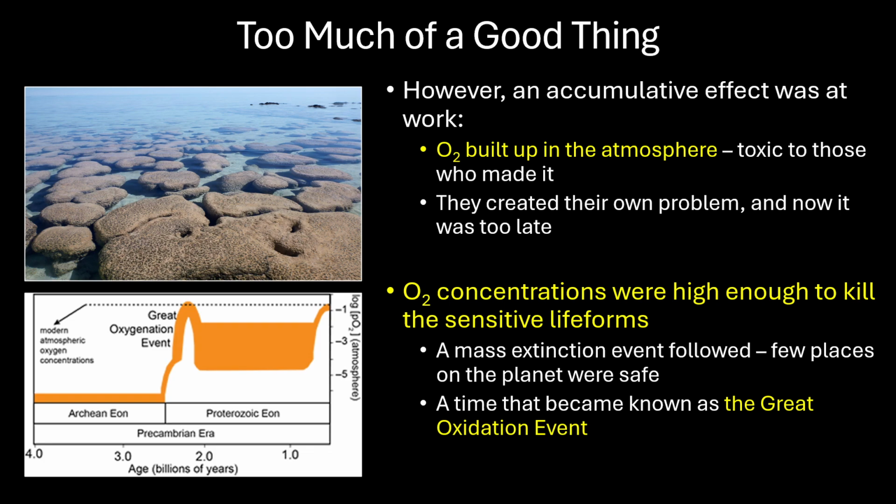After a certain point, oxygen built up to a concentration that was high enough to kill many different sensitive life forms. Lots of organisms that were particularly sensitive to the oxygen concentration died out completely. And so there was a mass extinction event that followed here. Very few places on the Earth actually remained relatively safe from this devastating condition. And this is a phenomenon that became known as the Great Oxidation Event. It was so prolific in evolutionary history for this planet that it still bears a scar of a sort on this planet and in the evolutionary record of the species that live here.